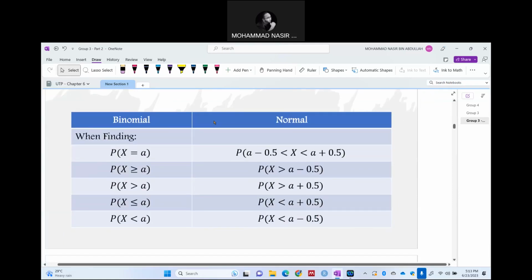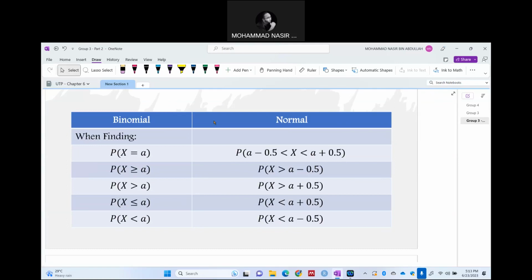So back to the Laplace theorem, it suggests that to convert from a discrete random variable to a continuous one, we need to add 0.5 and minus 0.5. So this is the rule of thumb. When we want to find the probability of x equal to a in a binomial or any discrete random variable, we need to minus 0.5 and plus 0.5. Right? Okay, this is the table. So when we want to find x more than or equal to a, we just minus 0.5. More than a, plus 0.5; less than or equal to, plus 0.5; less than, minus 0.5. Right? Okay.